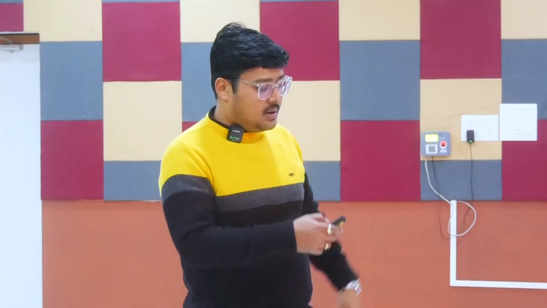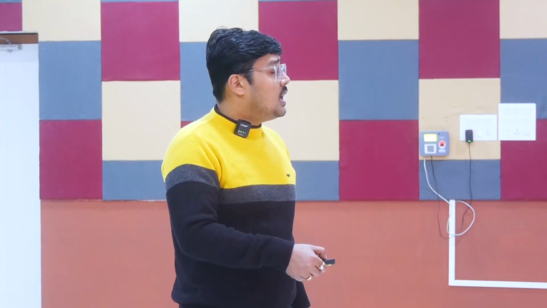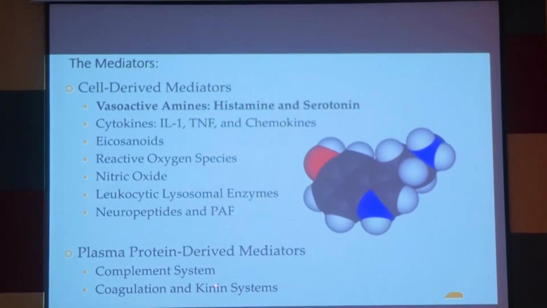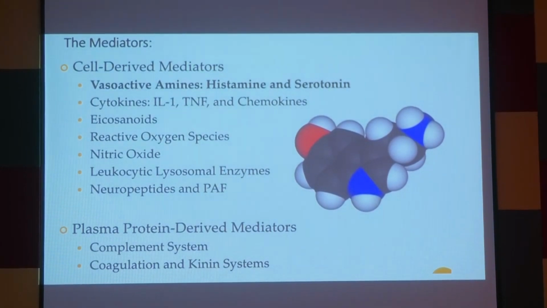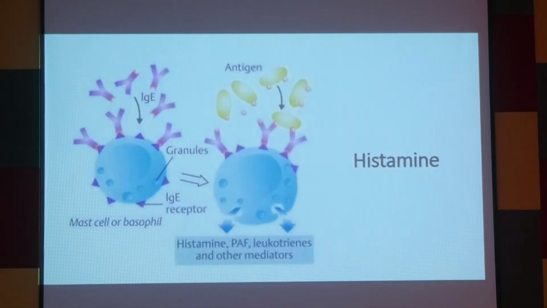Okay, next. This is the chart of total mediators of acute inflammation. This is the cell derived mediator list, and the next one is plasma derived mediators, which comprise the complement system, coagulation and kinin system. Now coming to the first, the most anciently discovered one, histamine. Where does it come from? Basophil and mast cell.